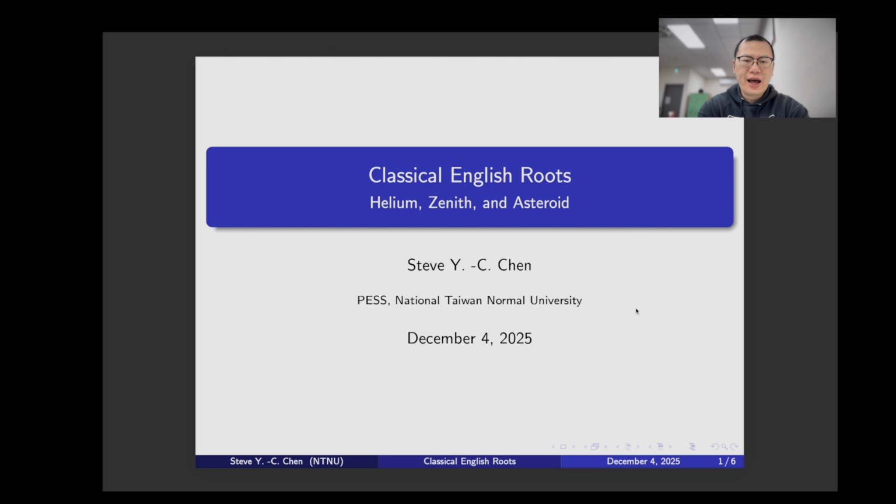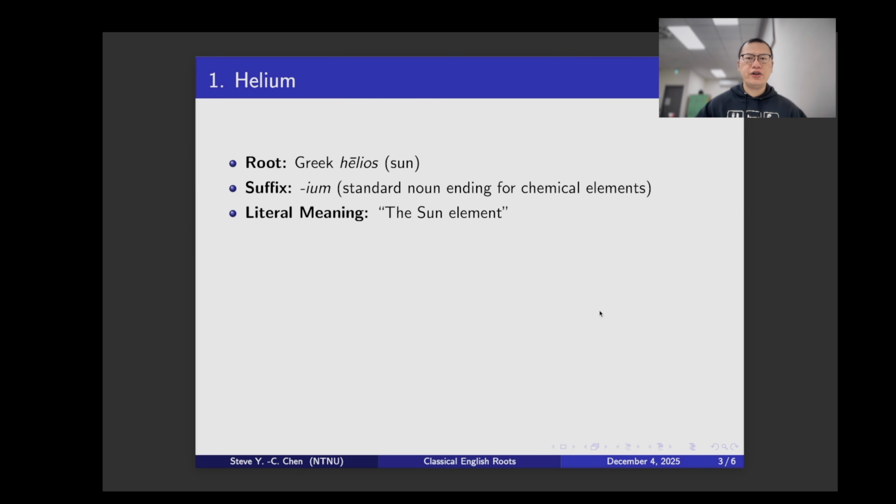Today, I would like to introduce the three classical English roots, that is, helium, zenith, and asteroid. First, let's dive into the first word, helium.